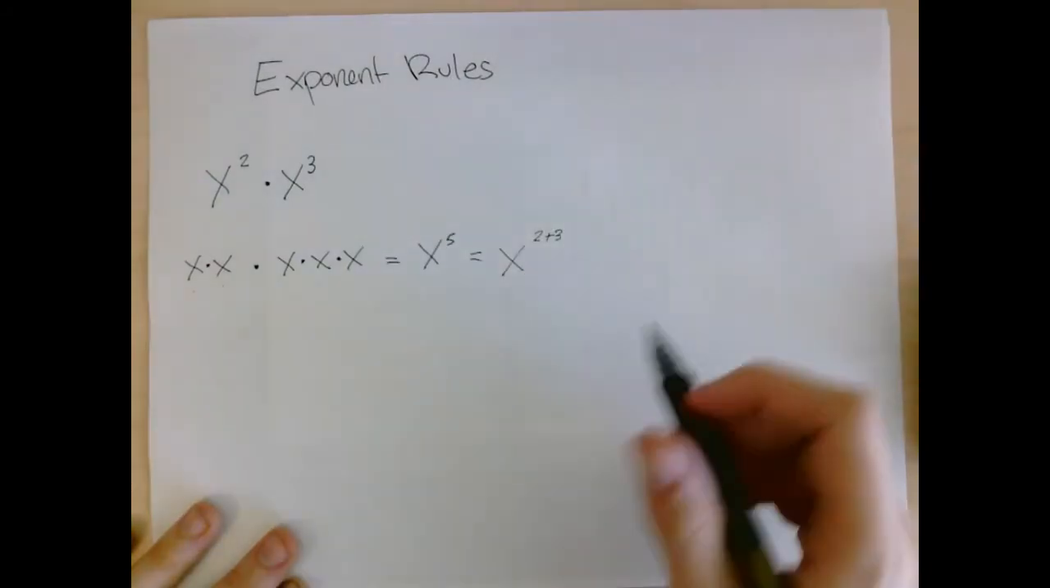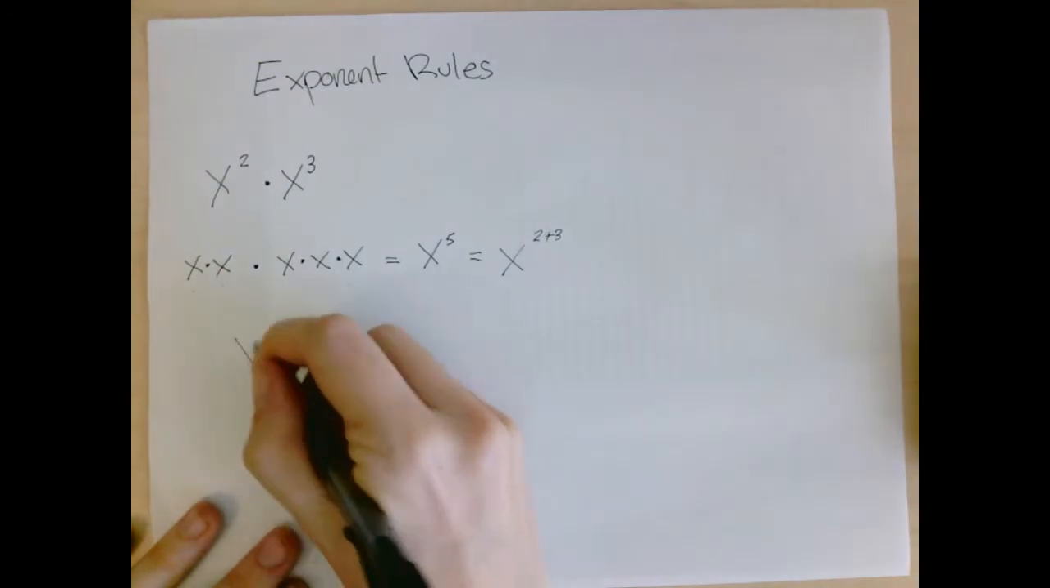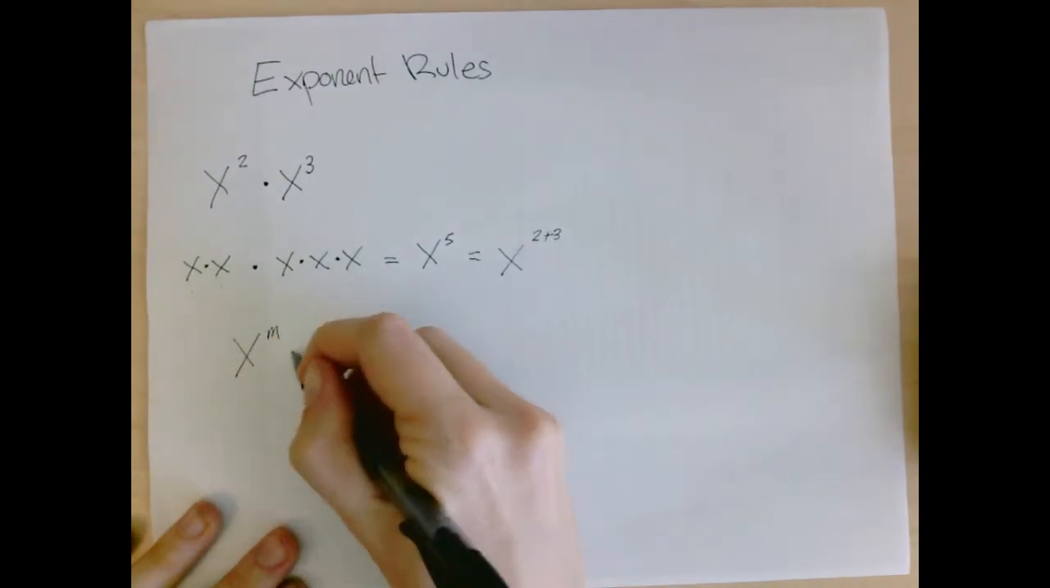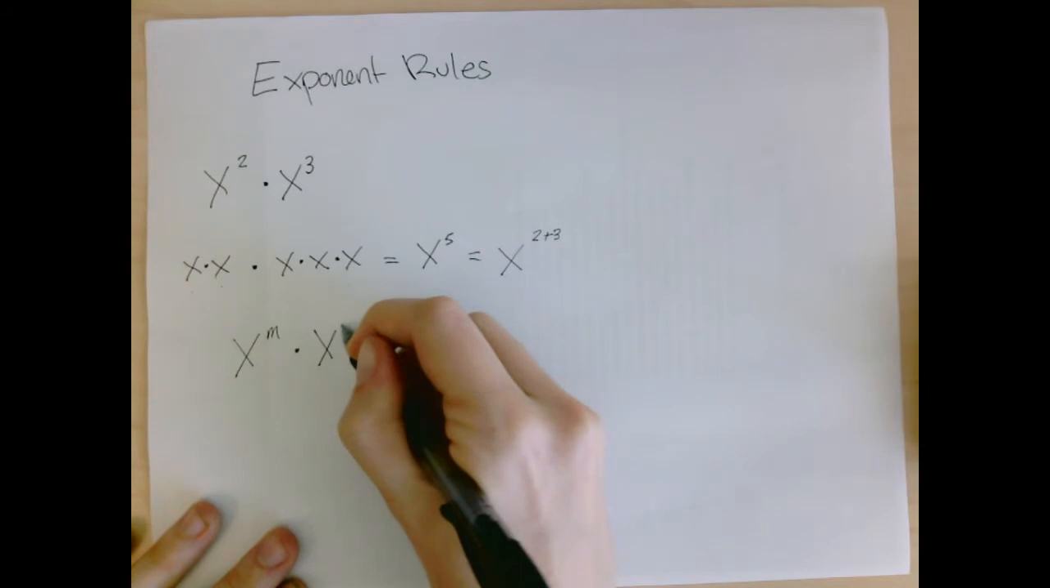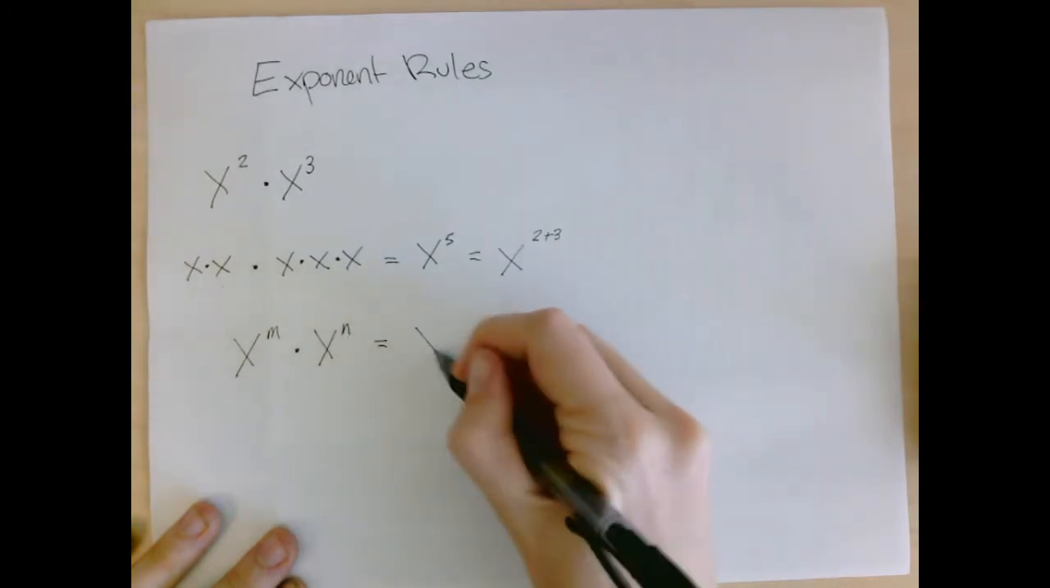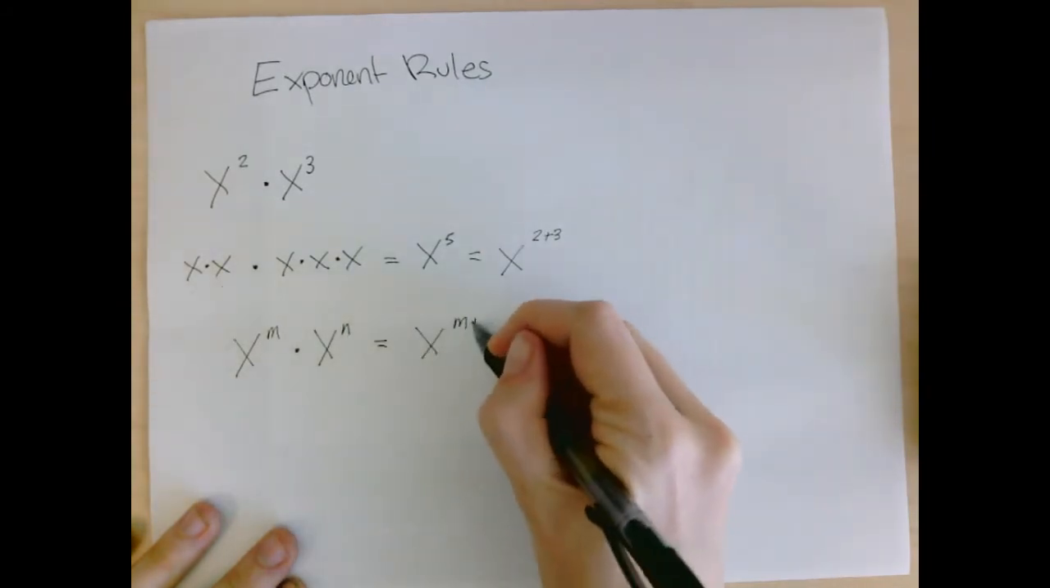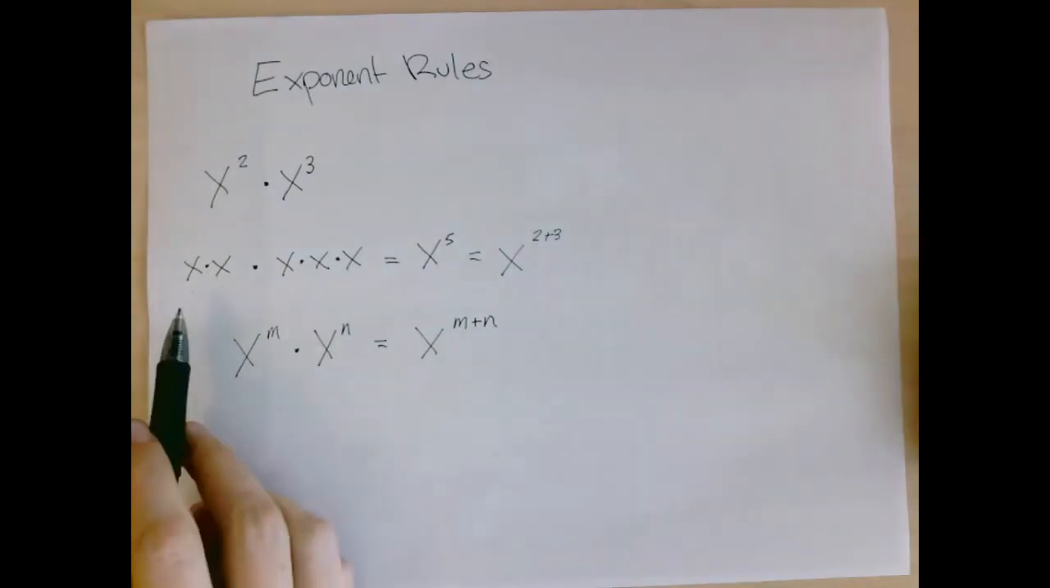So when I have an exponent on an x times something else with an exponent on x, I can add those things together. And this is why.